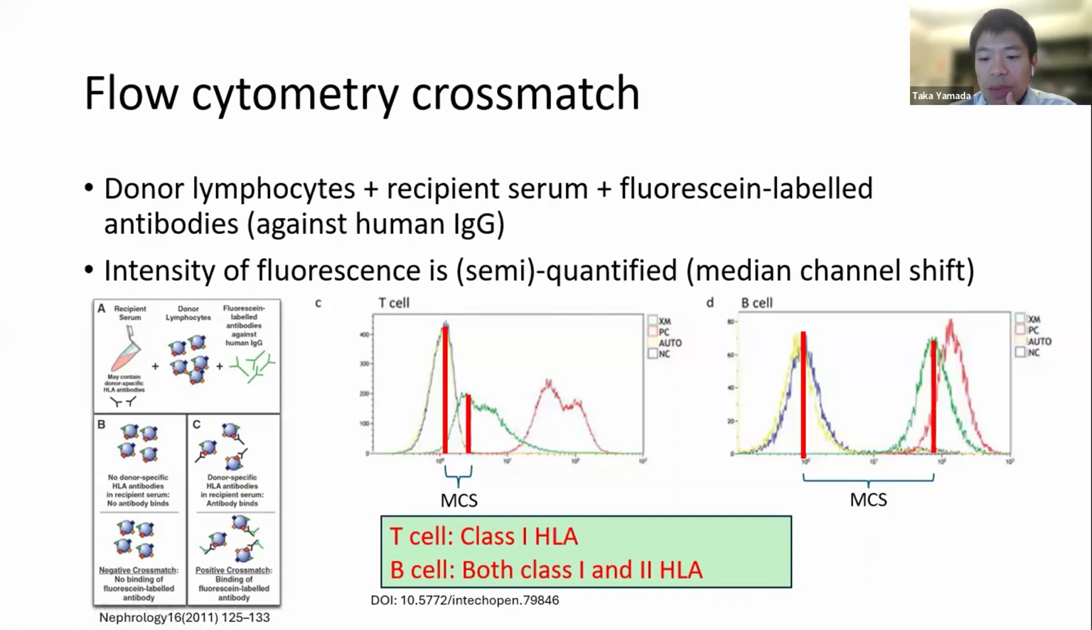So crossmatches are performed with both T cells and B cells. And as a reminder, T cells carry class 1 HLA, while B cells possess both class 1 and class 2 HLA. So in cases where a patient has class 1 antibodies, both T cell and B cell crossmatches should yield positive results. On the other hand, if the patient has class 2 antibodies, only the B cell crossmatch will be positive.